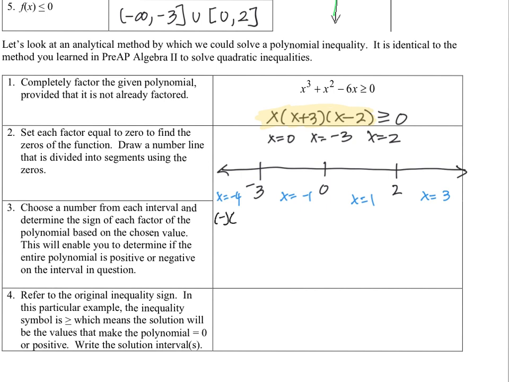The second parentheses, x plus 3, if I plug in -4 right there, that's also going to be a negative. And then if I plug in a -4 on this last one, that's still going to be a negative. So I have 3 negatives, so I know this answer is negative.